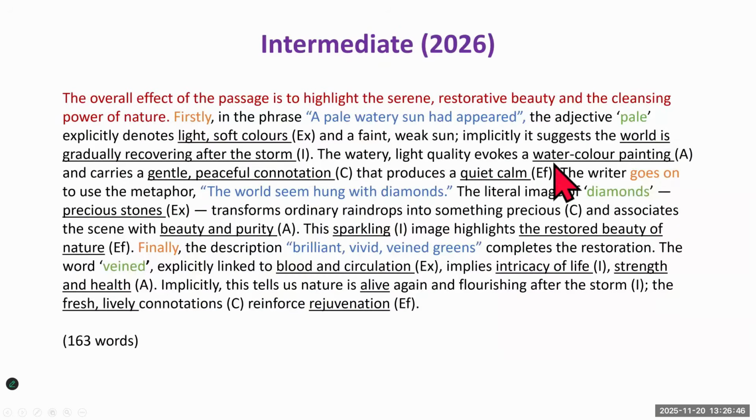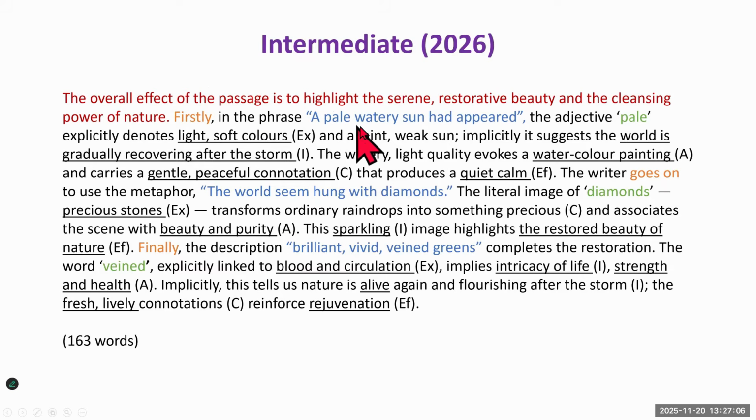So here we have the intermediate paragraph. The overall effect of the passage is to highlight the serene, restorative beauty and the cleansing power of nature. So in red is the overall effect. In orange, we have the transitions.